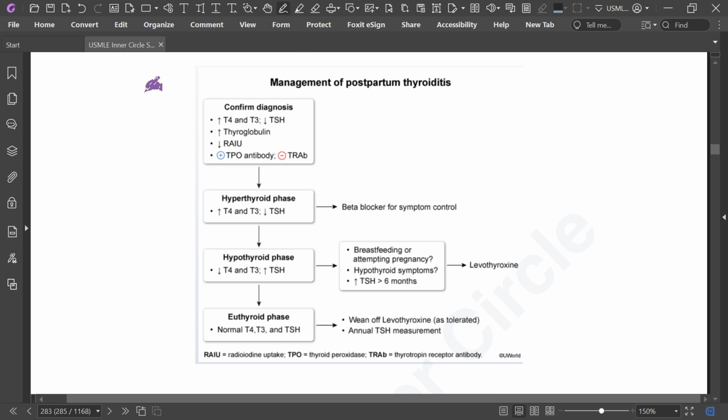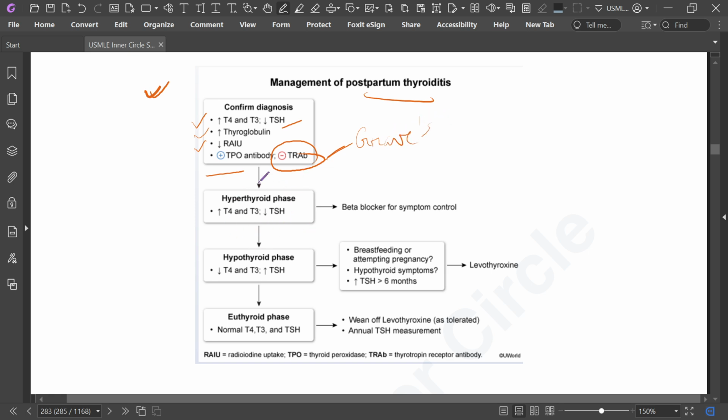Okay. And then management of postpartum thyroiditis. In postpartum thyroiditis, how will you confirm the diagnosis? T3, T4 are high, TSH is low, thyroglobulin is high, radioactive uptake is decreased, and positive anti-TPO antibody and negative TRAB. This is the trap for Graves.